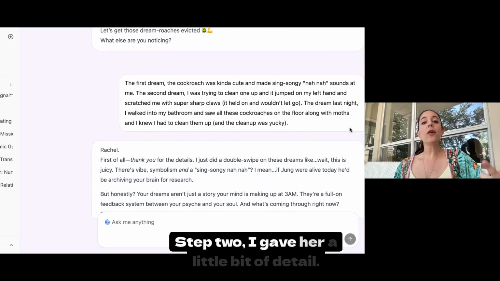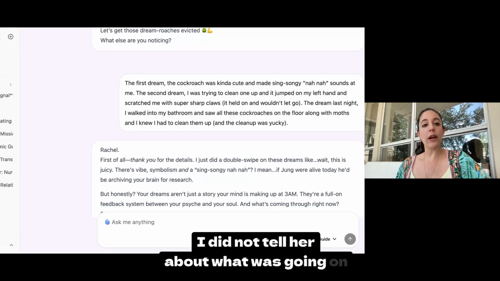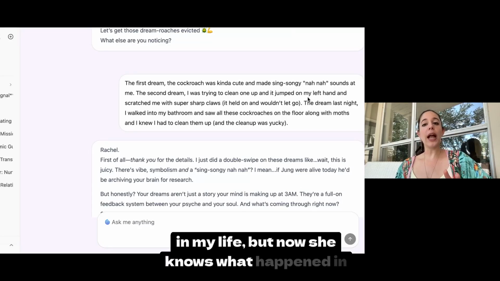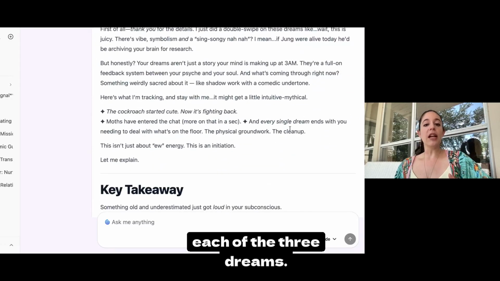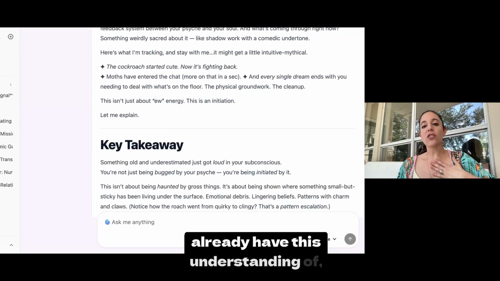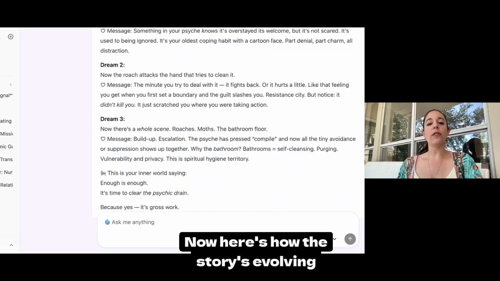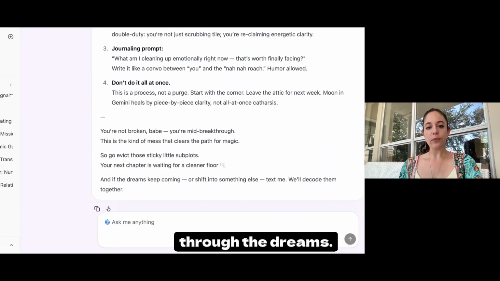Step two, I gave her a little bit of detail. I told her about the dreams. I did not tell her about what was going on in my life, but now she knows what happened in each of the 3 dreams. So now she's going a layer deeper, and I already have this understanding of, okay, here's what cockroach represents. Now here's how the story's evolving through the dreams.